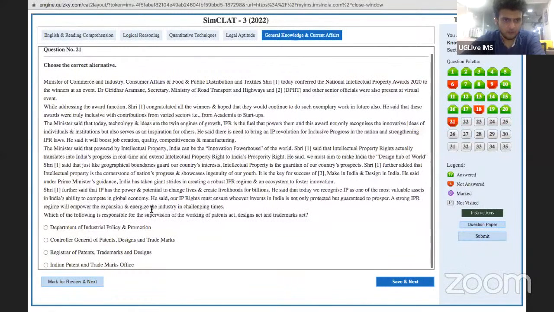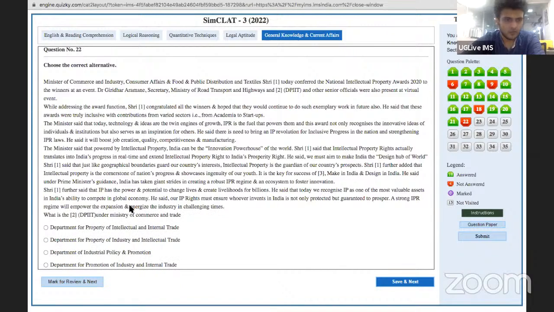No doubts there. Which of the following is responsible for the supervision of working of Patent Act, Patent Designs and Trademark Act? Right. So from the preconceived knowledge which I have related to patent, this is Controller General, right? He is the body, or rather the person who is responsible for supervising everything related to IP in the country. Chalo, what is DPIIT under the Ministry of Commerce and Trade? DPIIT, Department of Industrial Policy and Promotion is the correct answer here, if I'm not mistaken.